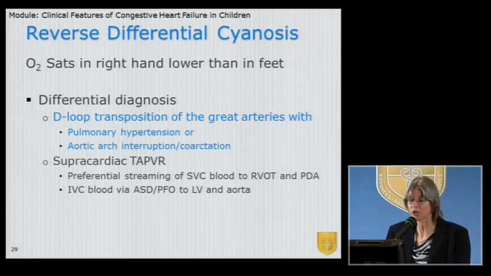Reverse differential cyanosis, when the sats in the right hand are lower than in the feet. Your big differential diagnosis: a D-loop transposition of the great arteries with pulmonary hypertension or an interrupted aortic arch or coarctation. It can happen in supracardiac TAPVR with preferential streaming, but this is now really a rarity.